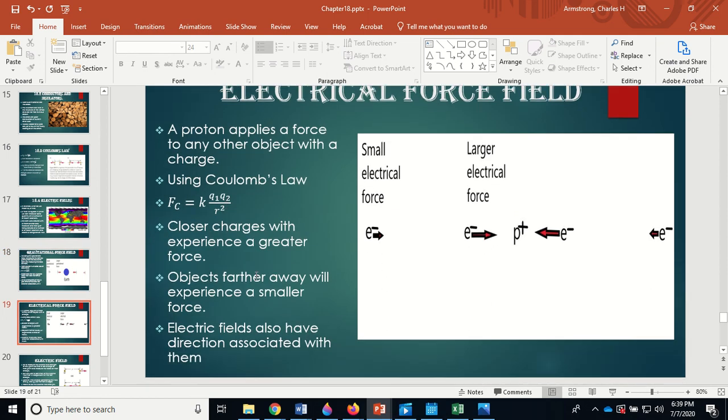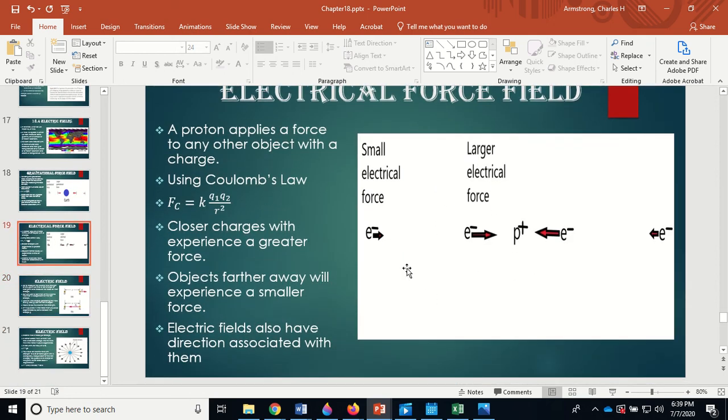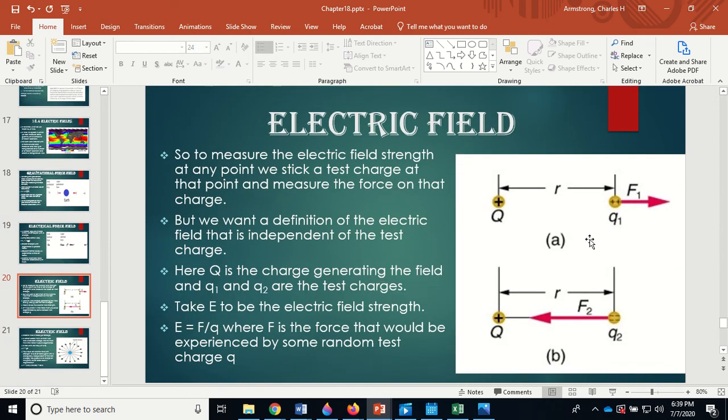Objects further away experience a smaller force. So we can go around and map out a force field. Okay, so this is from your book, electric field. To measure the electric field strength at any point, we stick a test charge at that point and measure the force on that charge. But we want a definition of the electric field that is independent of the test charge. In other words, you put something there, that object is responsible for the electric field. Or you put a bunch of objects someplace and you got a certain electric field. What we want to say is, if you put a test charge here, that's the electric field it's going to experience, and so it's going to have so much force acting on it.